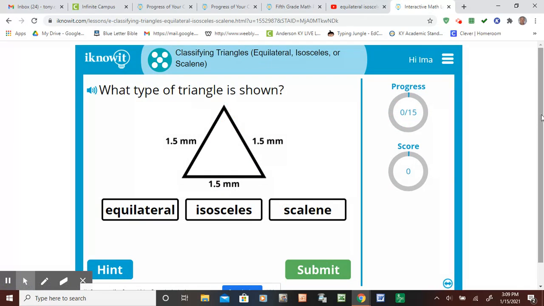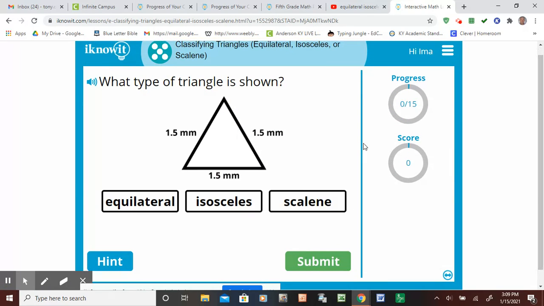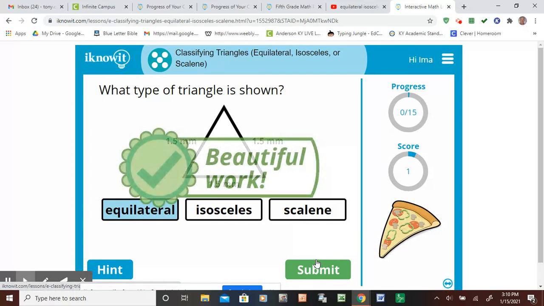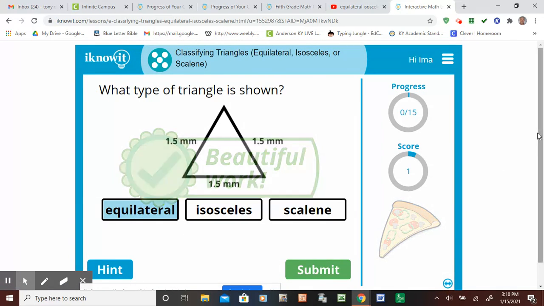Here's question number 1. It says, what type of triangle is shown here? Remember, we're classifying by the length of the sides. And we see that the length of these sides are equal: 1 5/10, 1 5/10, 1 5/10. So is that equilateral, isosceles, or scalene? Equilateral. Just think, 3 equal sides, equilateral. That's easy enough. And I feel good about that. I earned a piece of pizza, didn't I?